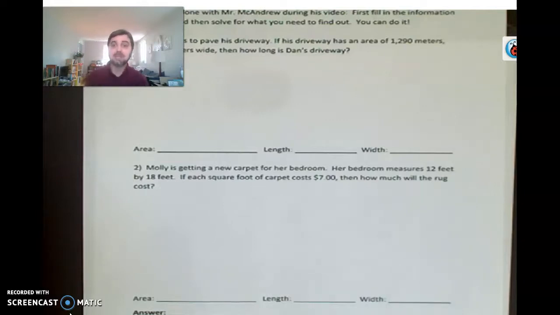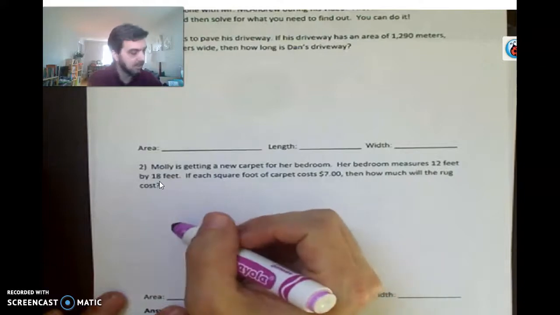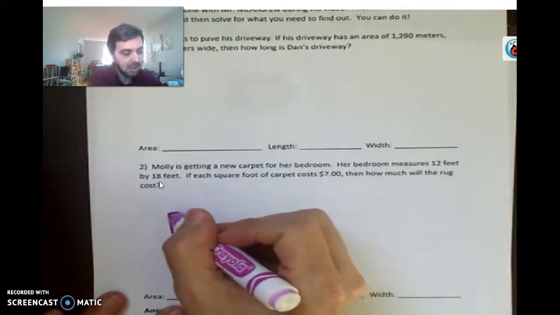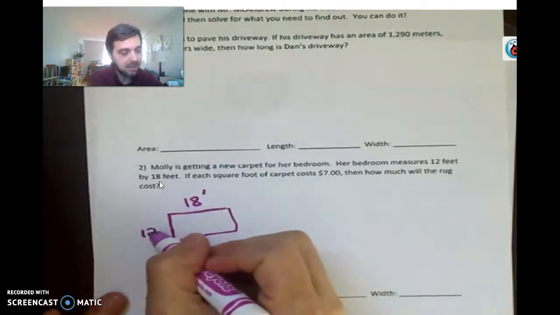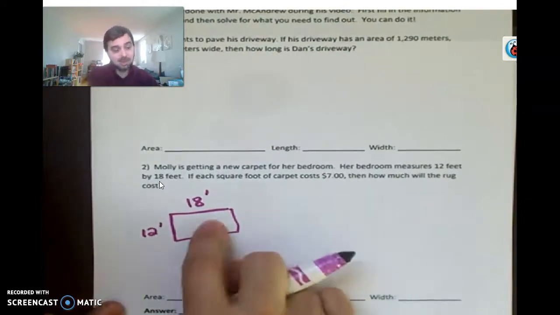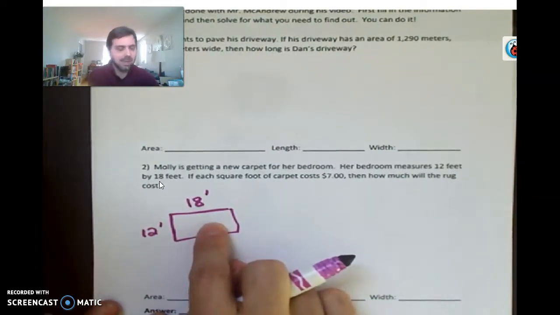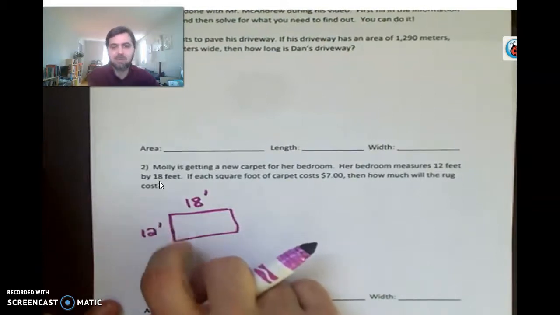Okay? So it says Molly is getting a new carpet for her bedroom. So you always want to visualize what's happening, right? A carpet, which goes on the floor of the room, in this case her bedroom. And it measures 12 feet by 18 feet. So already I want to draw a picture. So I'm going to draw a picture of what her bedroom might look like. Let's say this is 18 feet and this is 12 feet. Now, obviously, this is not the size of her bedroom. It's just a drawing, okay?